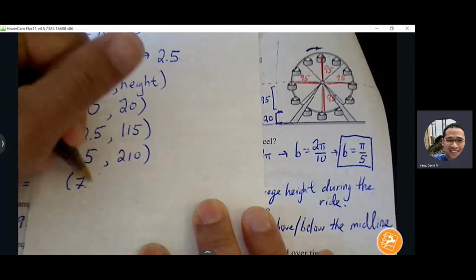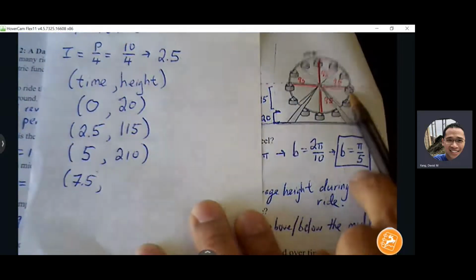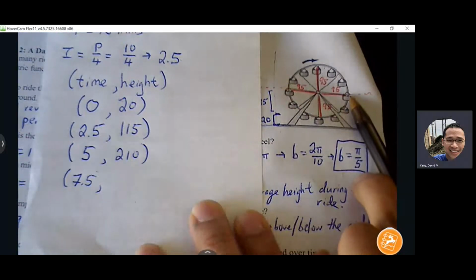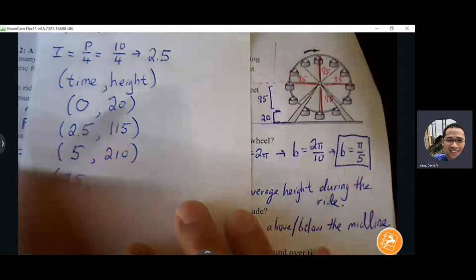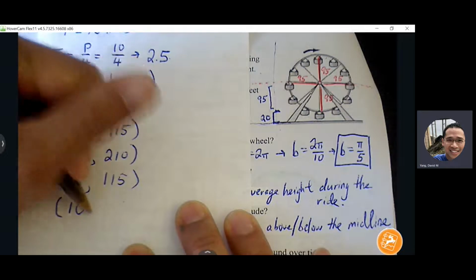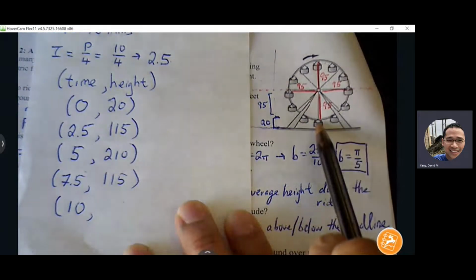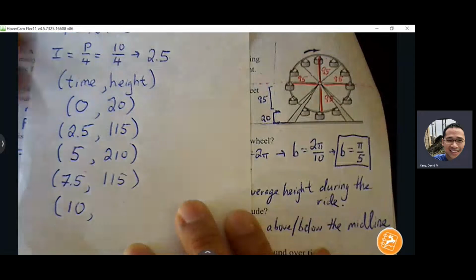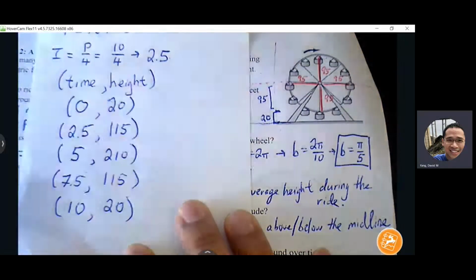All right, 7.5 minutes into the ride, I'm back here. How high off the ground? 115 again. And then when my ride completes, 10 minutes in, positive 20. Right, positive 20.